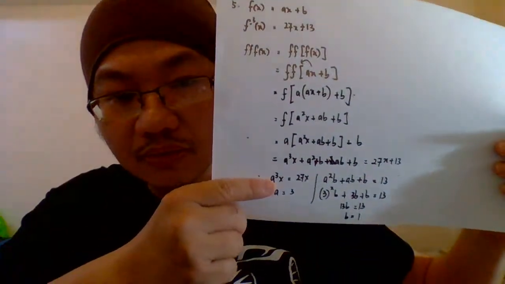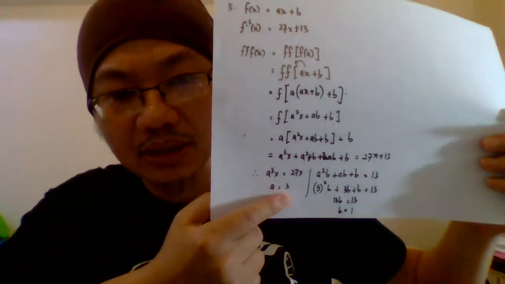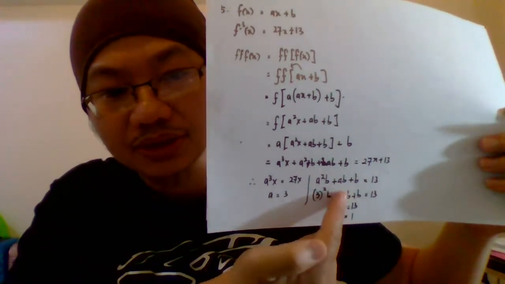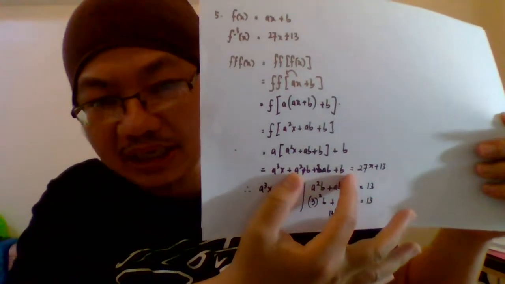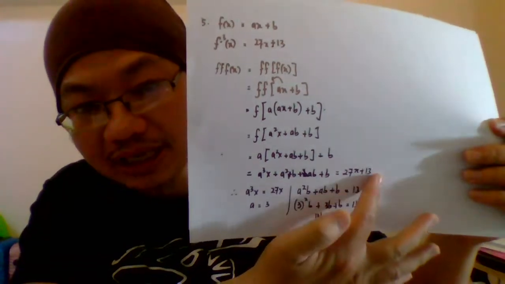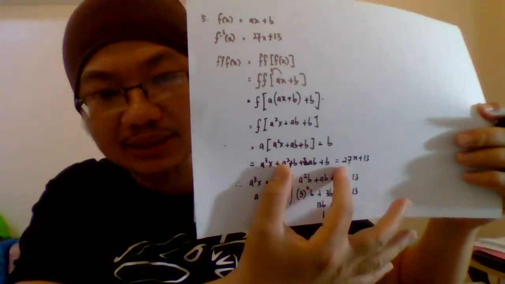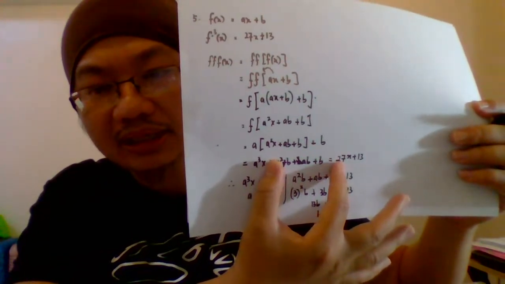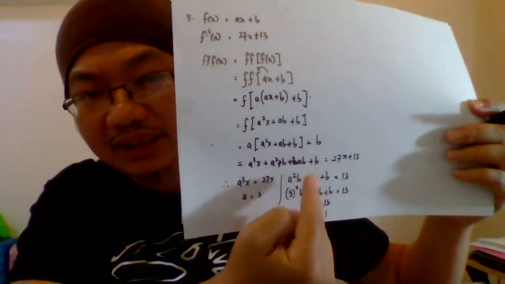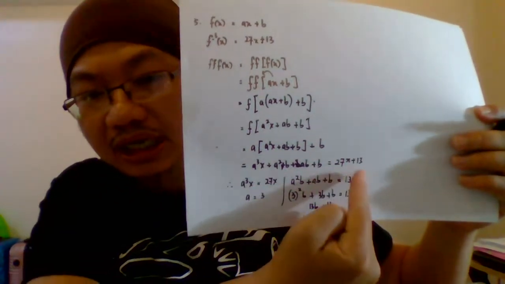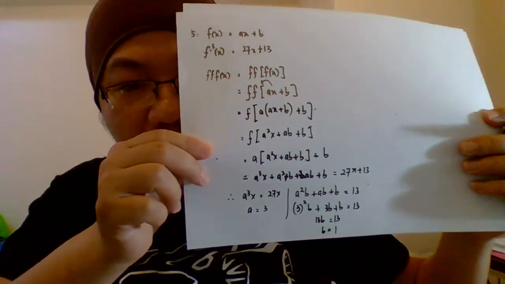Now, we just found the value of A, and now we want to find the value of B. So, just write down the whole thing here. Why does this whole thing equal 13? Because there is no X here. That's why this whole thing is equivalent to 13.